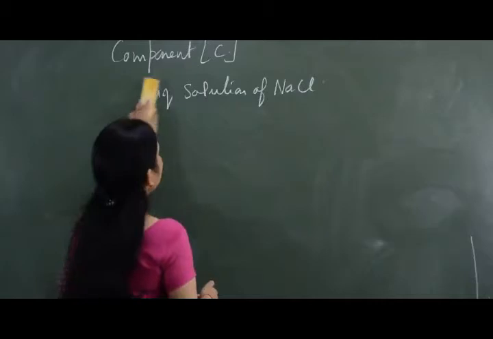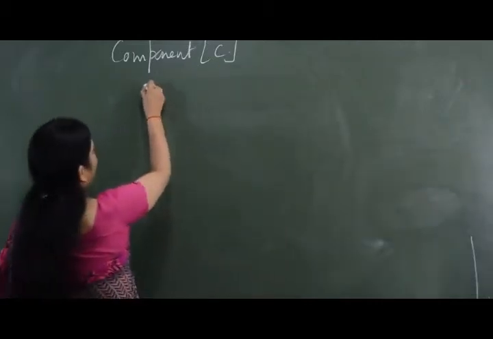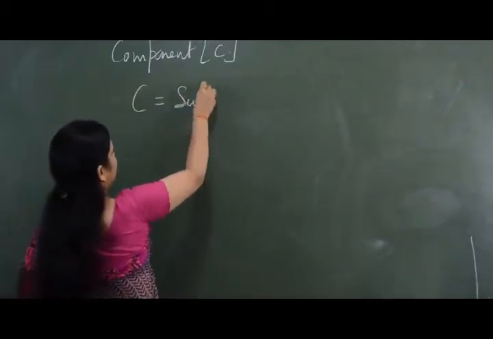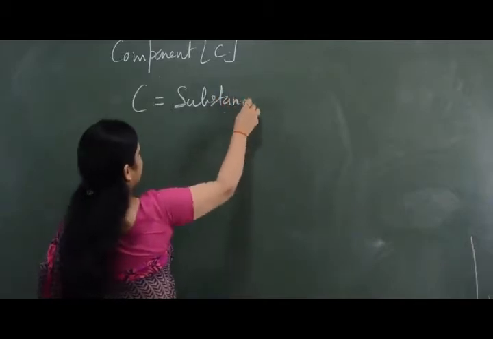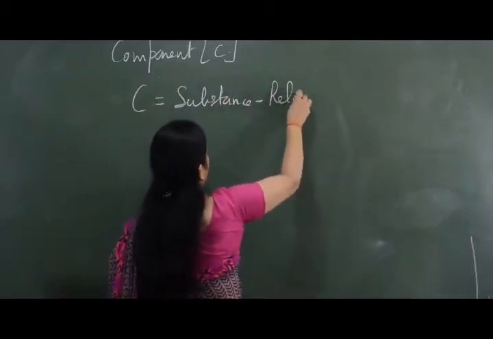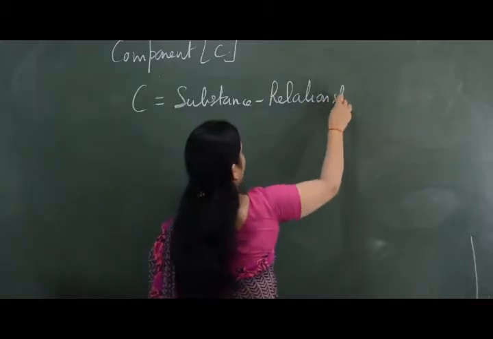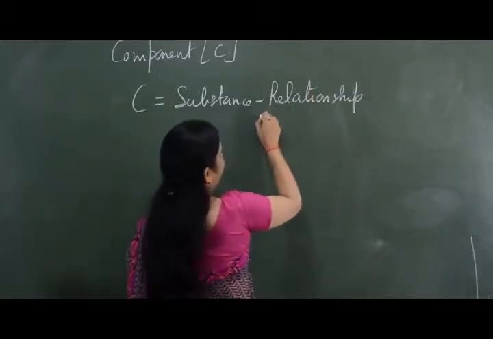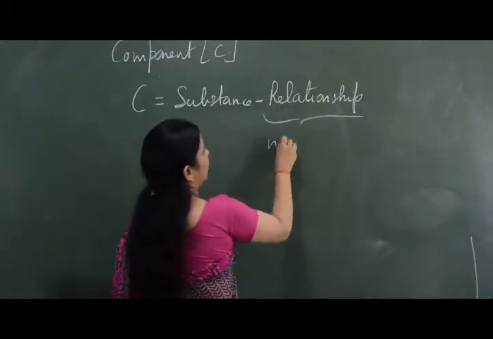Now, indirectly, the components can be determined by an equation. So C is given by substance minus relationship, and relationship here refers to the number of equations.